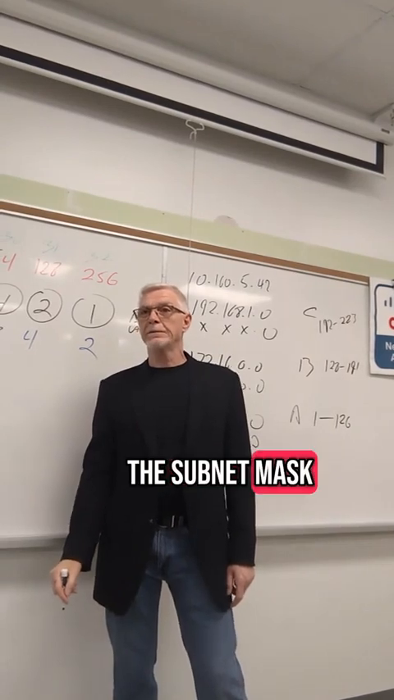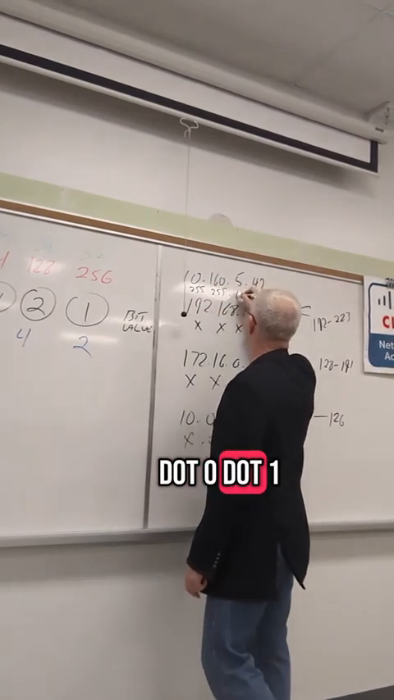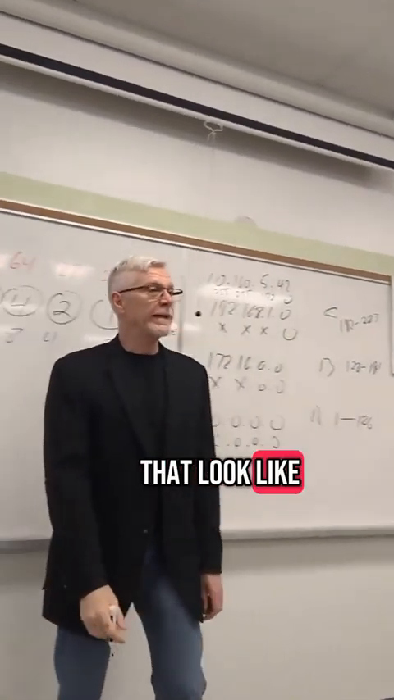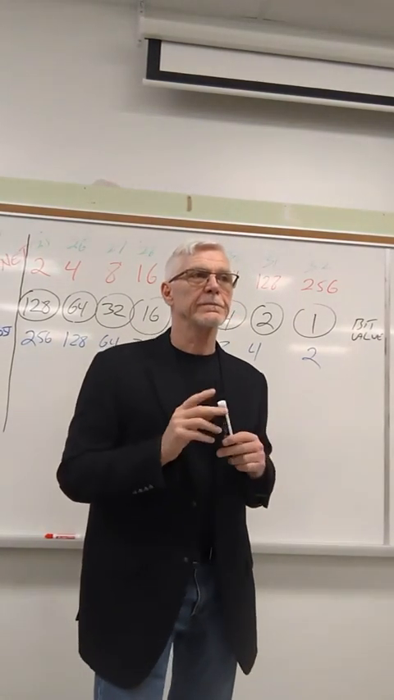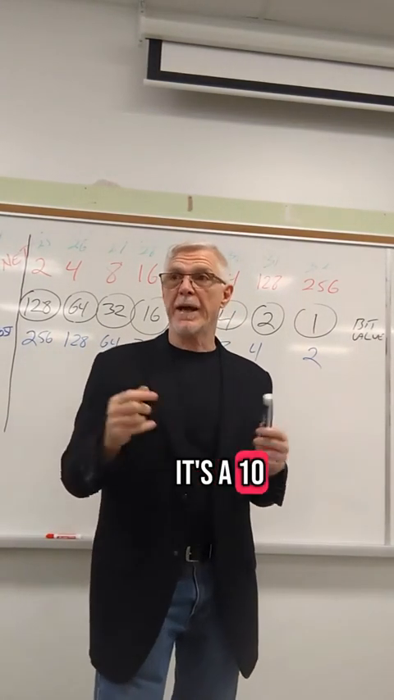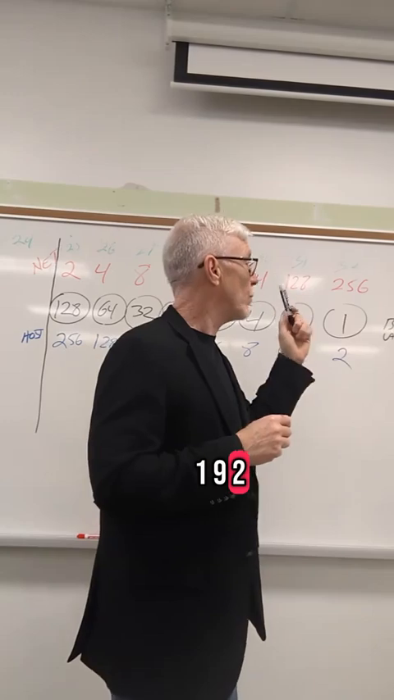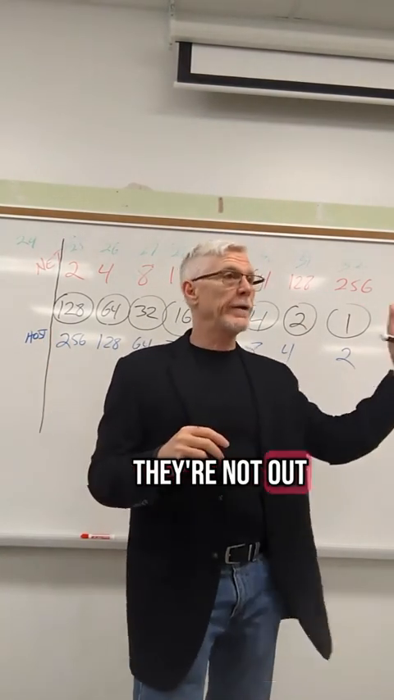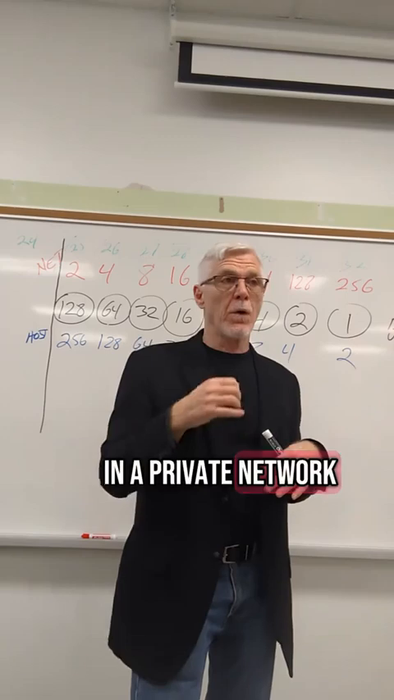The subnet mask is 255.255.192.0. Does that look like a standard Class A address, Tristan? It's a 10 dot. By the way, just to remind you, the 192, 172, and 10 dot are all private networks, right? They're not out on the internet. We use them inside. So if you see those numbers, you know you're in a private network.